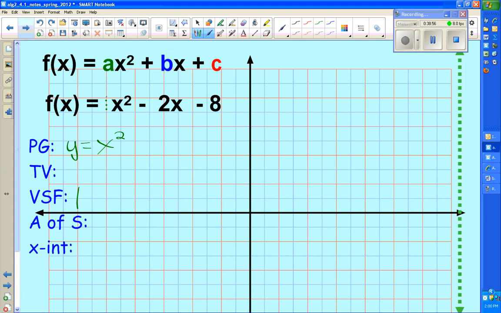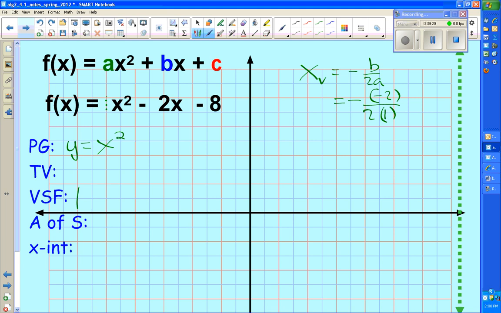Axis of symmetry. We don't know yet. And we don't know the x-intercepts yet. Let's go back to our translation vector, the vertex. How do we find the x-coordinate of the vertex? -b over 2a. If you write it down for tonight's homework, you'll for sure know it tomorrow. What's b? B is not 2. B is -2. What's a? 1.